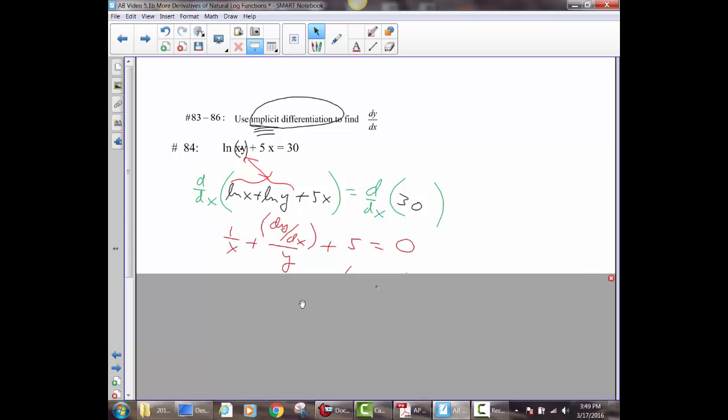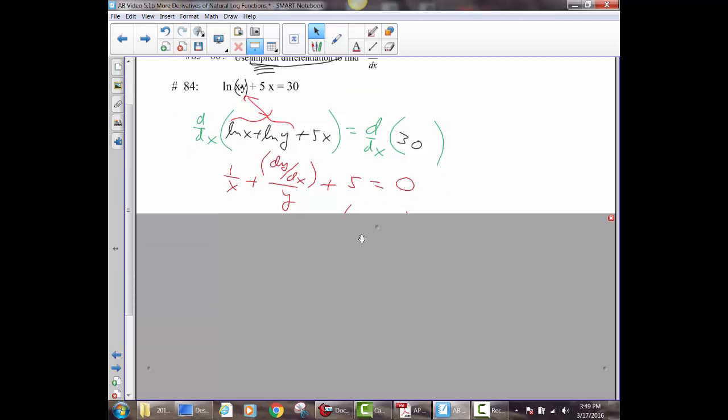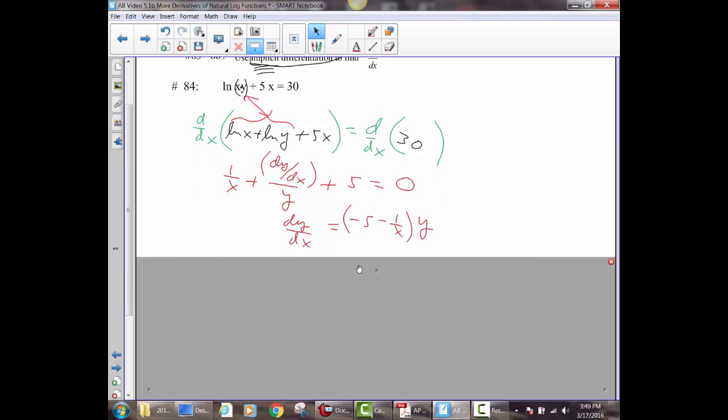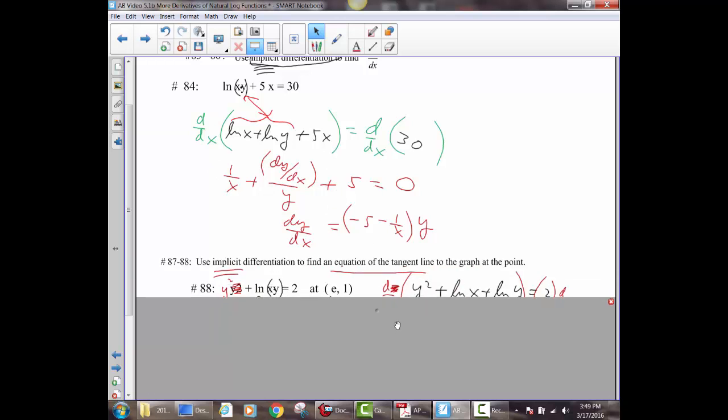Okay, so now I can take the derivative. d/dx of ln x is 1 over x, d/dx of ln y is 1 over y times dy/dx, chain rule, plus 5 equals 0, and then you'll slowly isolate. You'll get dy/dx equals negative 5 minus 1 over x, and you multiply that by y.